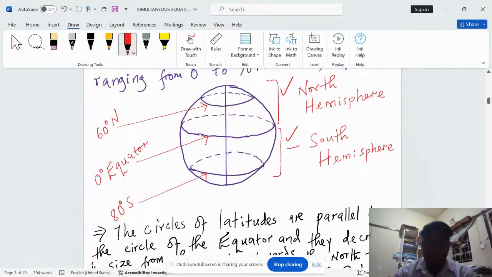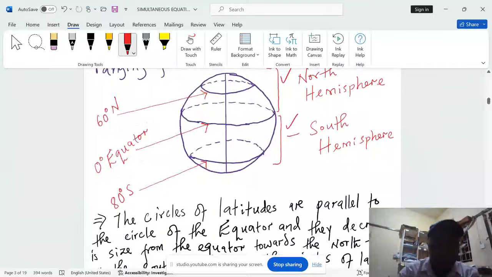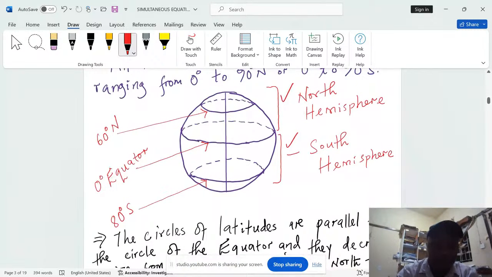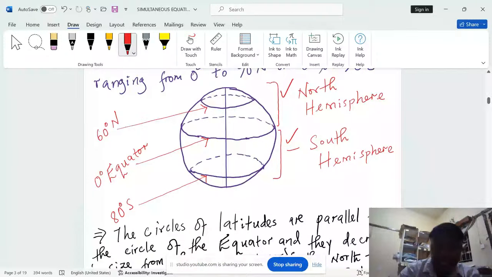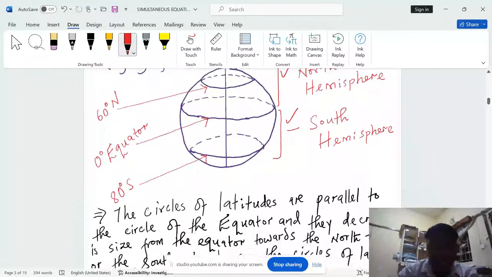As you can see, there are what we call latitudes. And we are saying that circles of latitudes are called small circles because they decrease in size as you move from the equator, either towards the North Pole or towards the South Pole. The latitudes do not have equal sizes. They continue decreasing as you go down or as you go up to the North Pole. And therefore, due to that, we say that circles of latitudes are small circles.